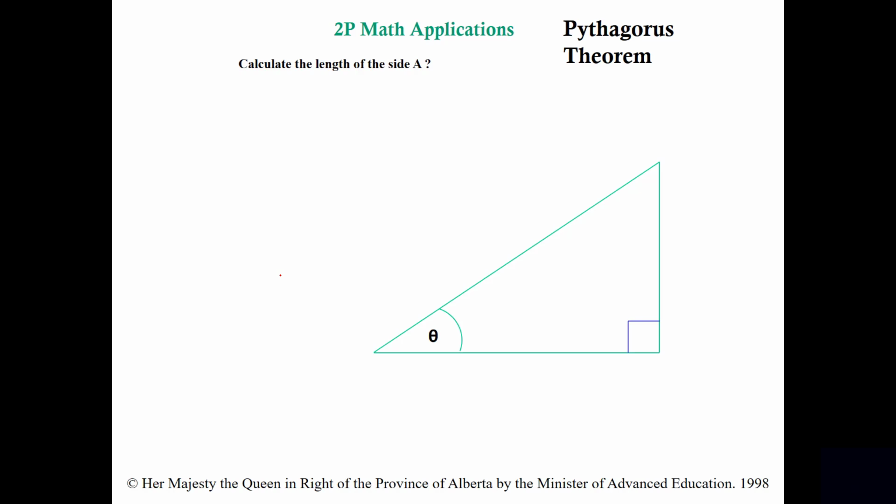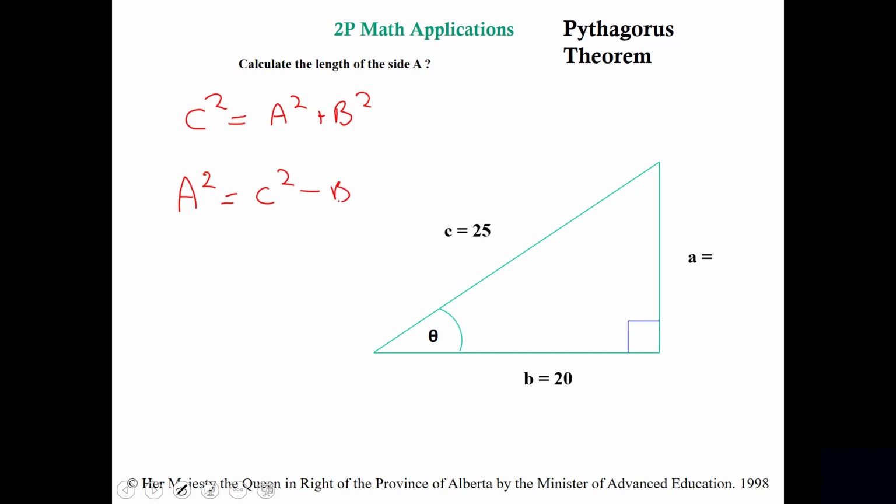So let's try another one out here. In this case, we're going to calculate the length of side A. We're given a hypotenuse value of 25, and our horizontal value is 20. We'll start with our formula: C squared is equal to A squared plus B squared. I have to isolate side A, so A squared is going to be equal to C squared minus B squared.